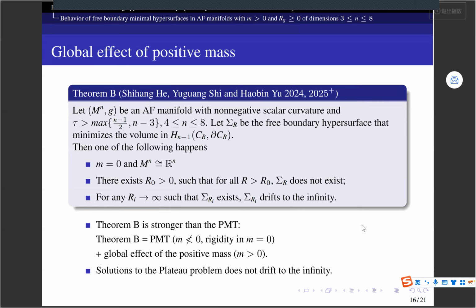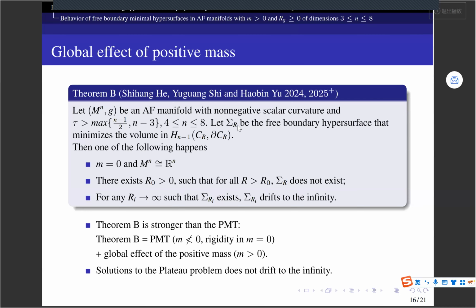And next is our second result. Here we assume M is also an AF manifold with non-negative scalar curvature, and the dimension is between 4 and 8. I may give some remark on dimension 8 at the end of this talk. And here we assume Σ_R to be a free boundary minimal hypersurface that minimizes the volume of the vertical cylinder of radius R.